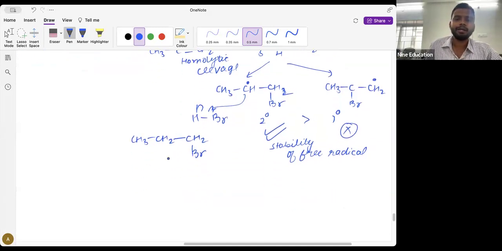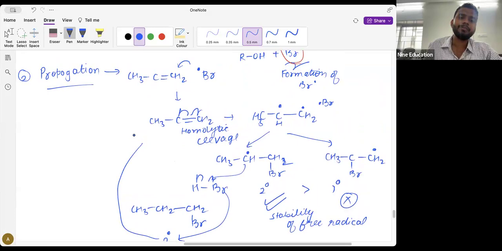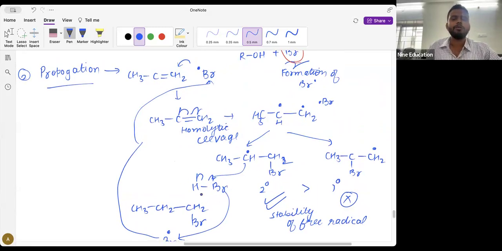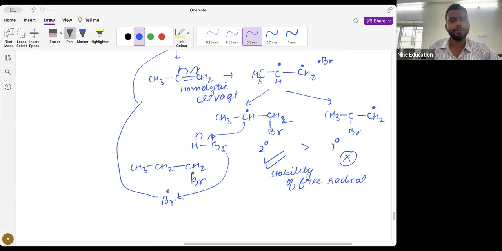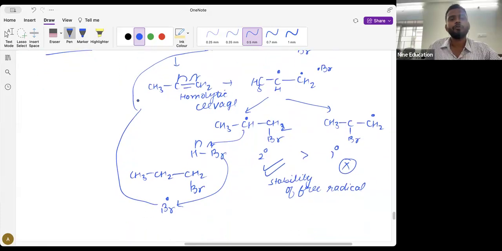So if this came here, again a Br radical was formed from here. And this Br radical will again go back and will again attack a new molecule of the CH3 double bond. This way this reaction will go in a chain. The 2-degree alkyl free radical will be formed, then it attacks HBr, H comes here, Br comes here, then Br minus again. So this is known as propagation of the reaction, moving forward of the reaction.